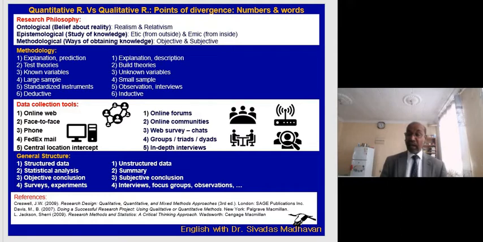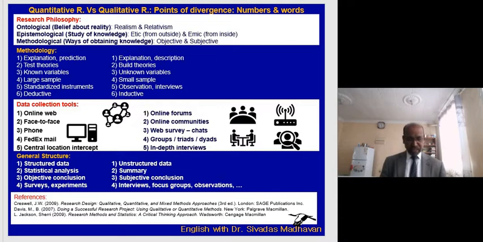Or in the case of quantitative research, you can have the FedEx mail. You can get it by mail. At the same time, in the case of qualitative research, there will be groups, triads, dyads, etc. That means 2 people can join together, that is a dyad, or 3 people can join together to discuss, that is a triad, or it can be more people like a focus group, that will be a group. So that is in the case of qualitative research.